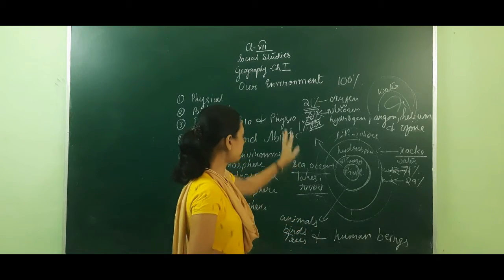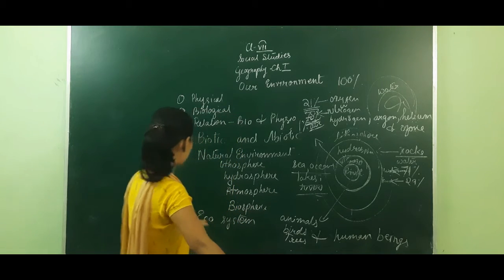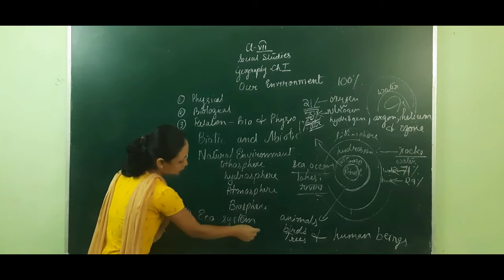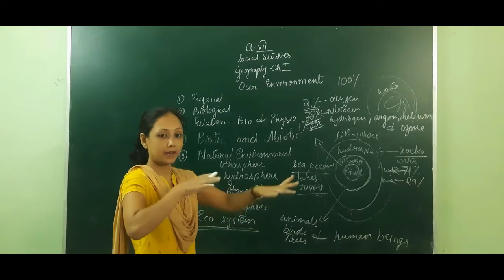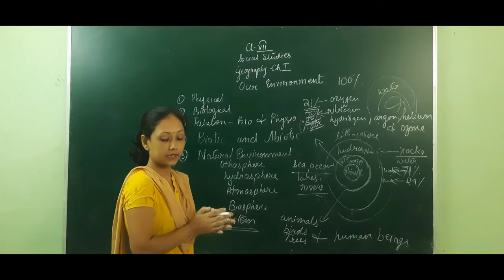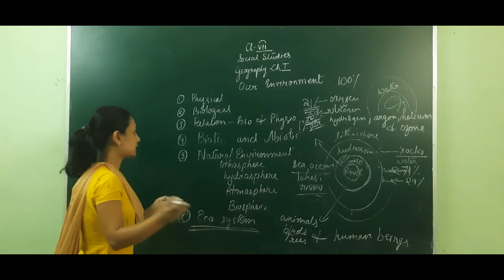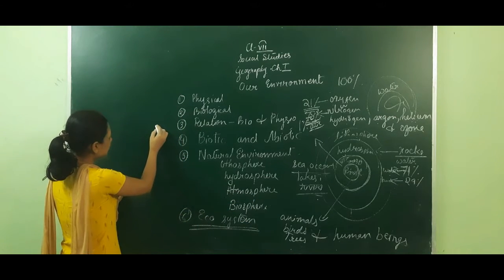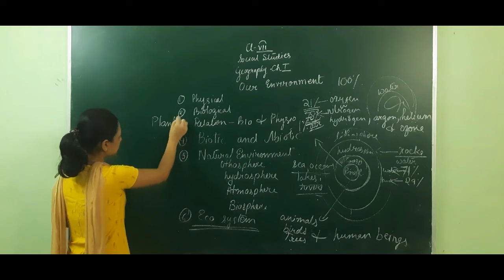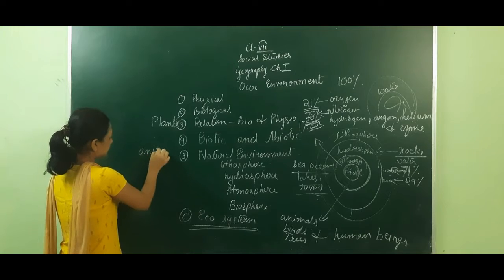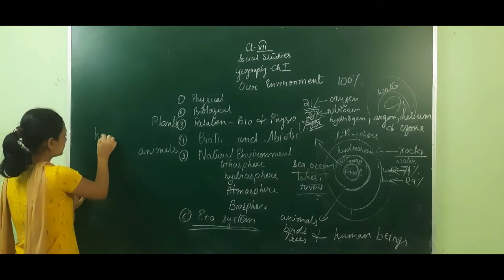Now, after this, let's move into the ecosystem. What is an ecosystem? Ecosystem means a balance in the environment. Here, I'll give you an example. What are the things we need? Plants, animals, and human beings.